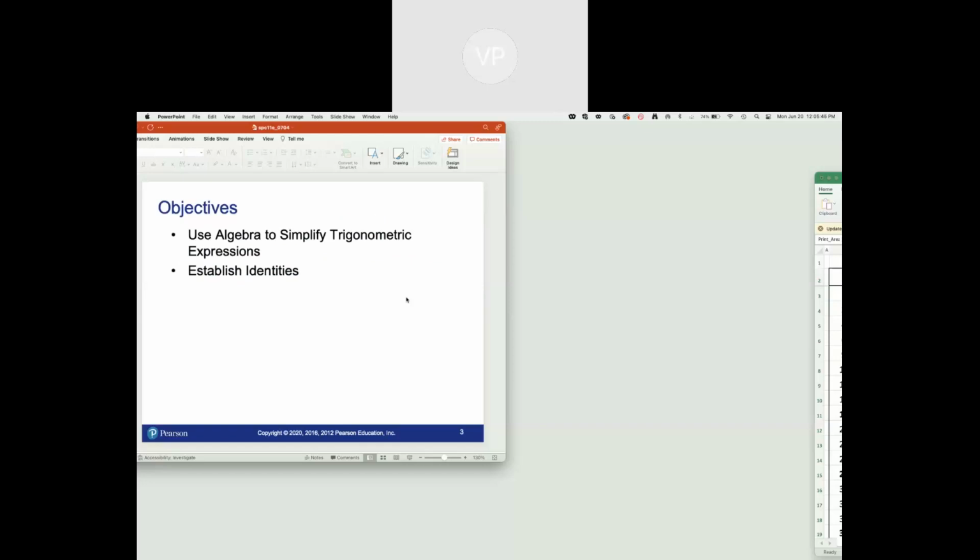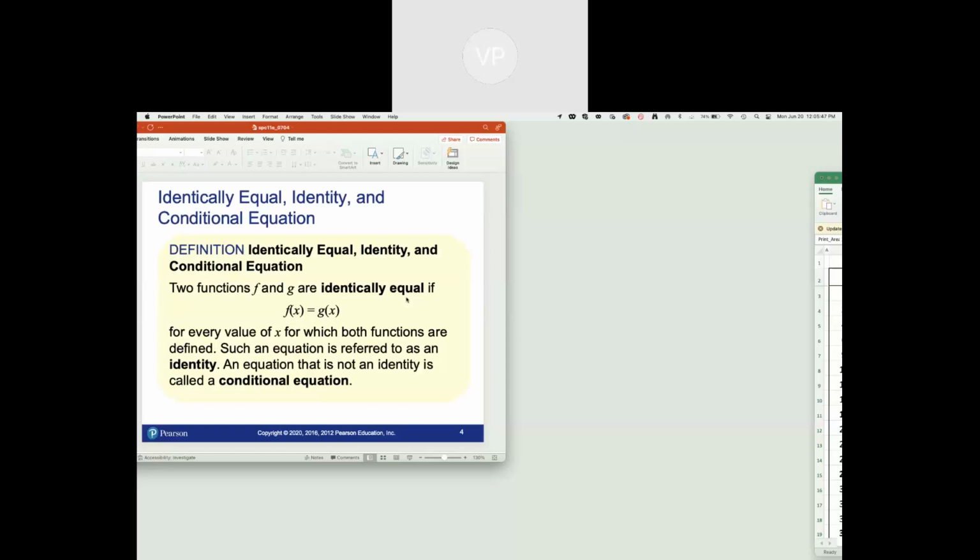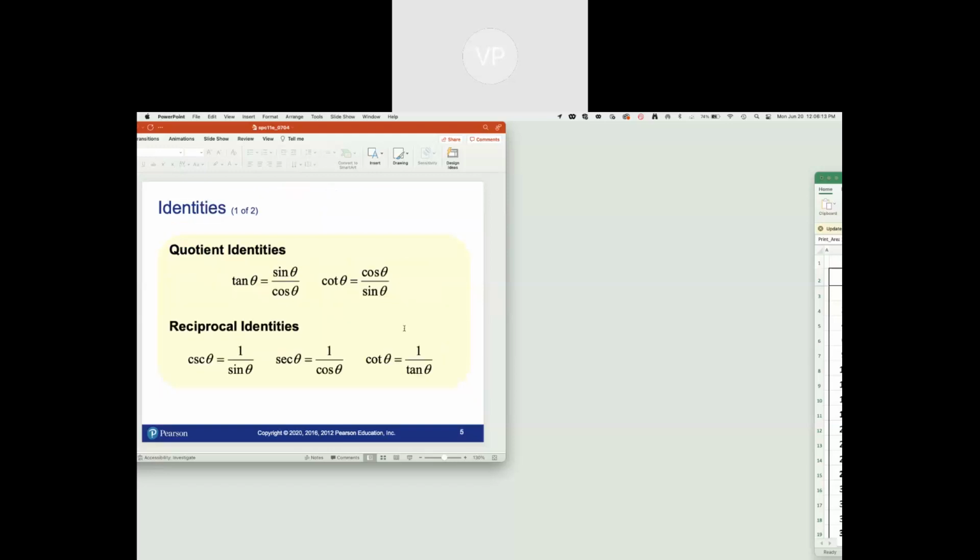So we're going to establish identities, which is essentially proving things one side equals to another. So they're identically equal if every single thing is true for every variable. So if it's two functions, it means it doesn't matter what variable x you plug in, it'll be true for every value of x. In our case, every value of theta. It doesn't matter what angle you give me, the one side will be equal to another.